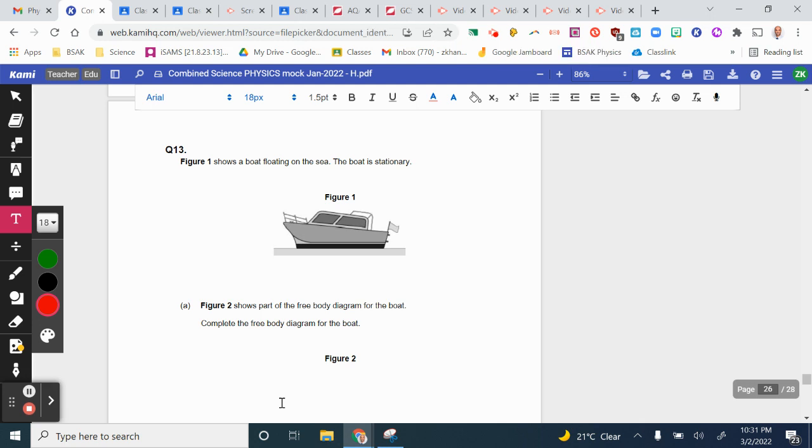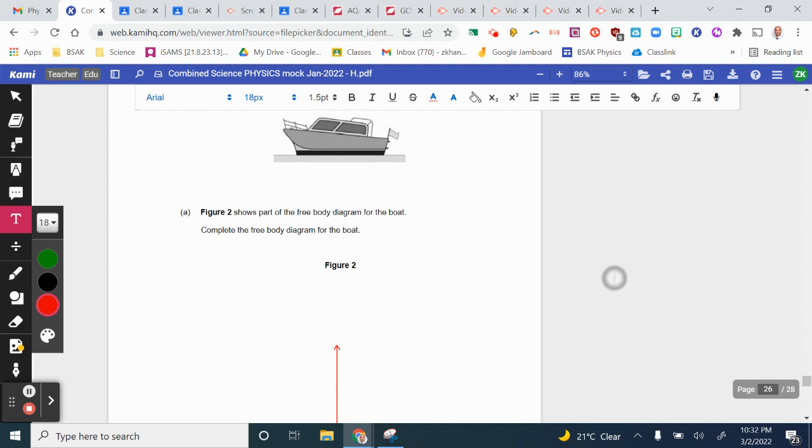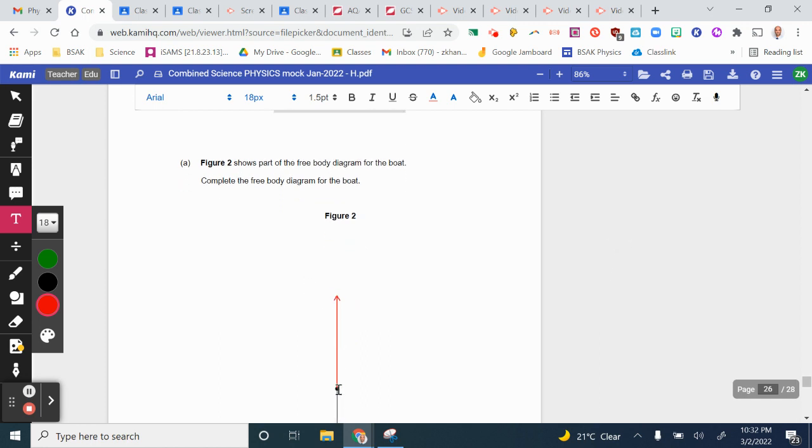So question 13, what we've got is a boat, and the boat is stationary. When the boat is stationary, one thing that we know is that the forces are balanced on it. So it says complete the free body diagram for the boat. What we mean by free body diagram is this entire boat is now represented by a dot right there.